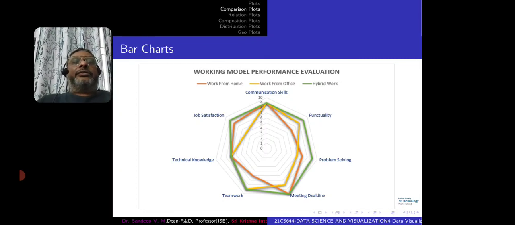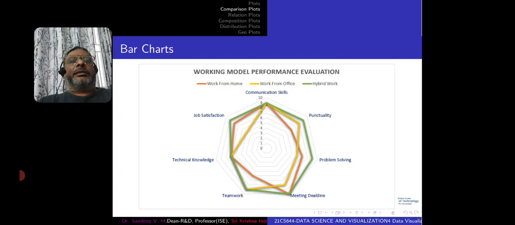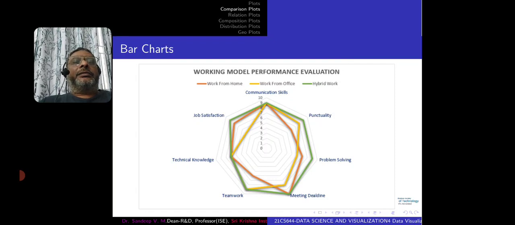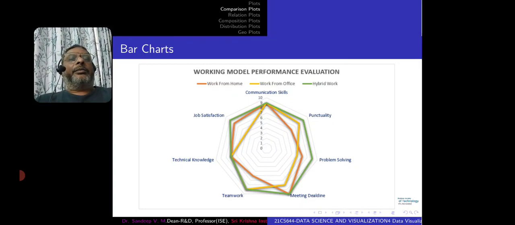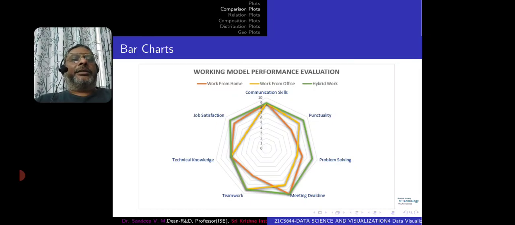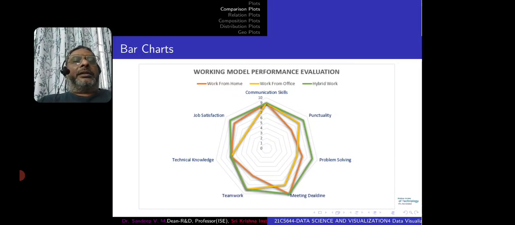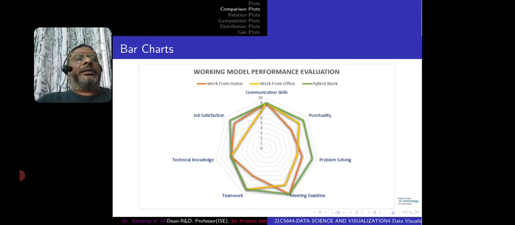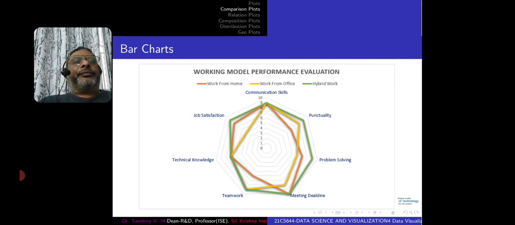And there are three data series we have. One shown in red, which talks about work from home. The other one shown in orange, which talks about work from office. And the third one is shown in green, which is working in the hybrid mode. If you look at that, it's trying to convey the information very clearly that if you just consider the work from home option, then we do have a better meeting deadline, 10 out of 10.